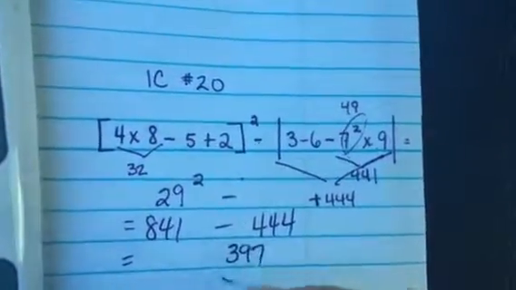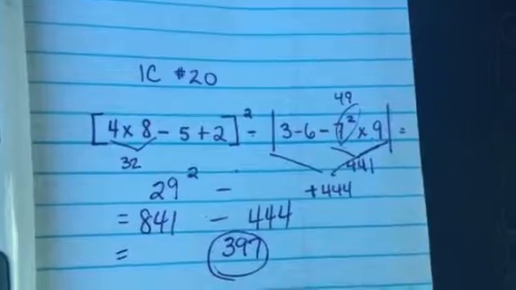And let's see what that is. Some of you can do that mentally, and that's dandy. You get 397. And that should be it. Hopefully that helps a little bit.